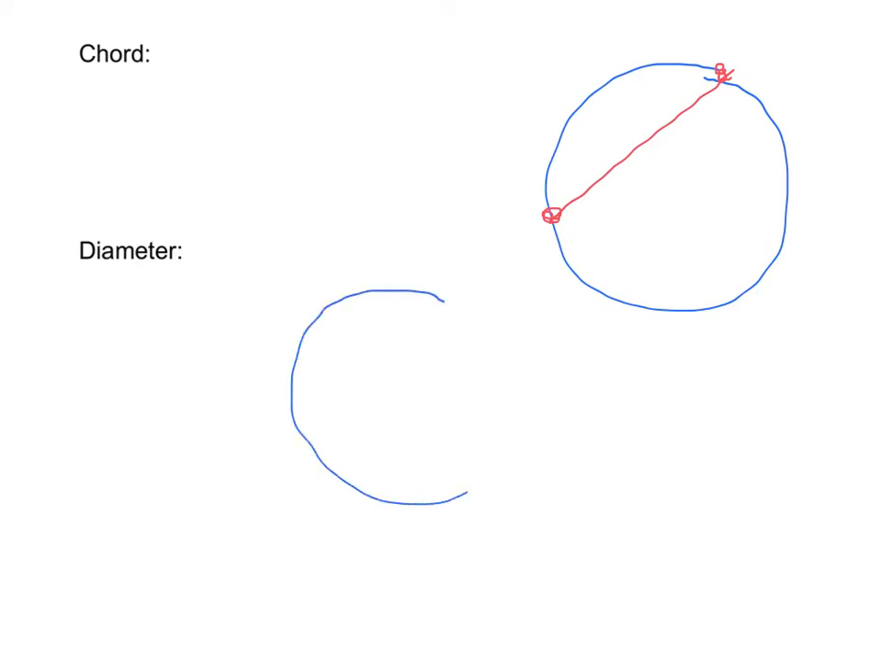A chord is a line segment whose endpoints lie on a circle. So again, if we have a circle, then the chord is going to be a line segment like that, whose endpoints are on the circle. And then a diameter, as I mentioned earlier, is the biggest chord of a circle, and it goes through the center. So if we have a circle, and we have the center here, then the diameter is going to be the chord that goes through the center, and it's the biggest chord you can make in a circle.